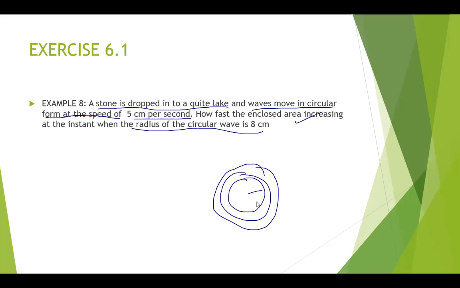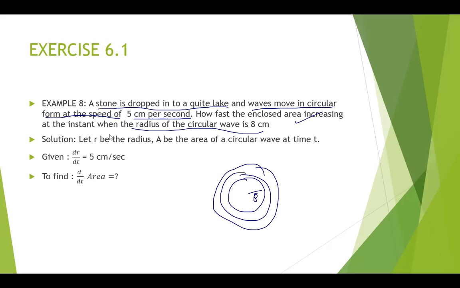It starts from 8 centimeters and goes on increasing continuously. First, I write the given things. Let r be the radius and A be the area of the circular wave. What are the given things? Its radius is increasing at the rate of 5 centimeters per second. How fast is the area increasing?